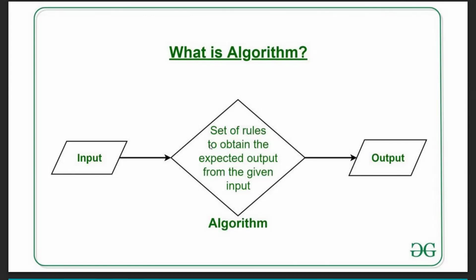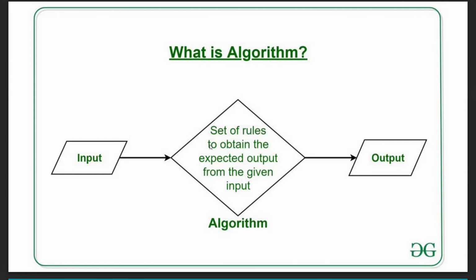So if we want to get the expected output from the given input, we have to apply some set of rules for solving the problem. It means we are performing mathematical calculations, and for those calculations, we are applying some algorithm in order to solve those complex problems within a finite number of steps. So it is called an algorithm.